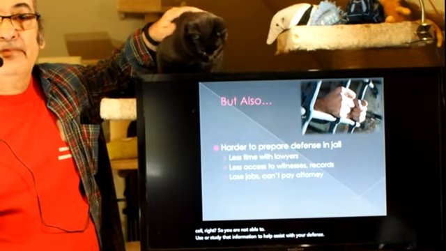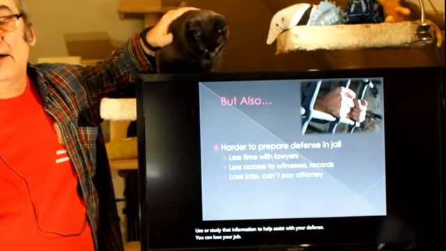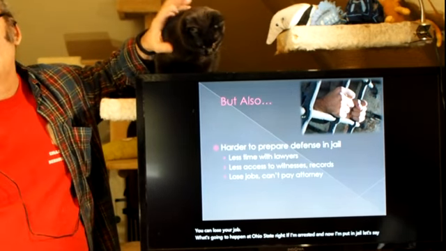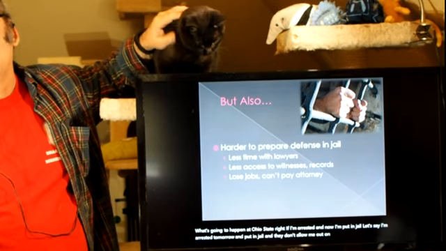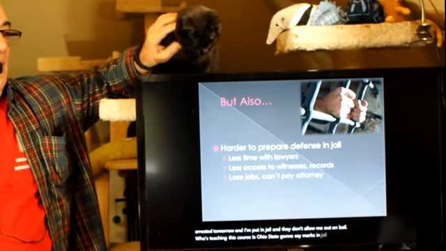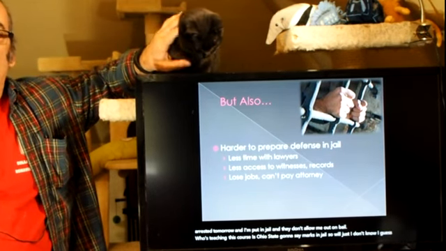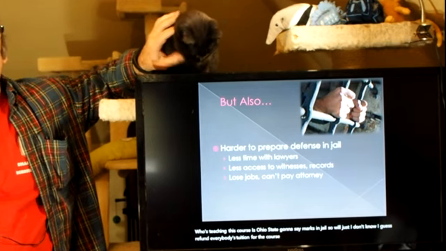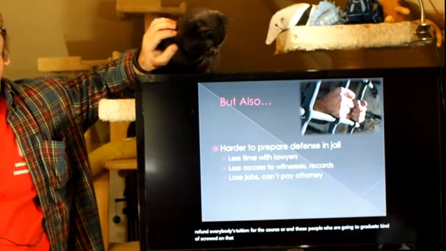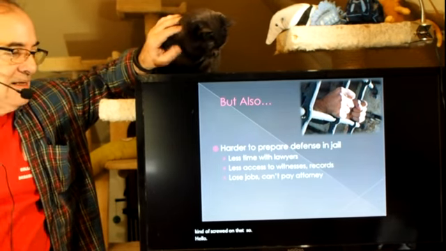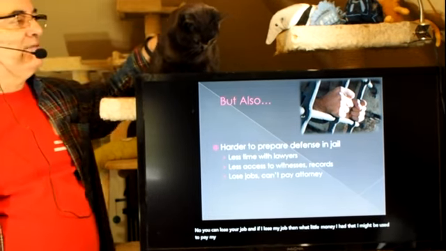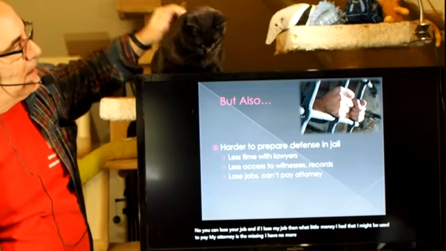You can lose your job. What's going to happen at Ohio State, right? If I'm arrested tomorrow and put in jail, and they don't allow me out on bail, well, who's teaching this course? Is Ohio State going to say, oh, Mark's in jail, so I guess we'll just refund everybody's tuition for the course? And those people who are going to graduate are kind of screwed, you know? So, no, you can lose your job. And if I lose my job, then what little money I had that I might use to pay my attorney is missing. I have no more income, and that's not going to work too well, right?